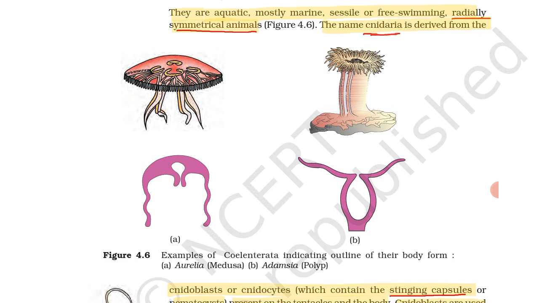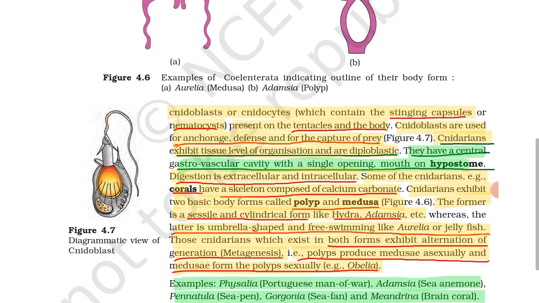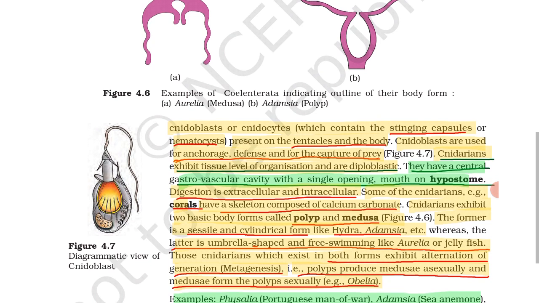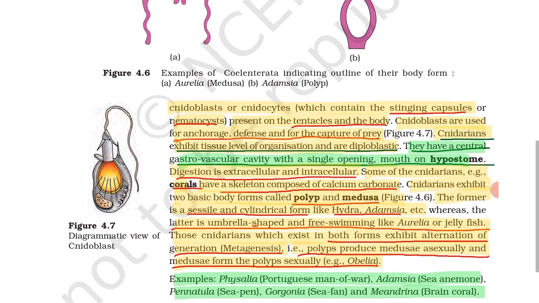In this Aurelia, see the body form. They are showing umbrella like body form, and B is Adamsia, and it is also called polyps. So let's see, cnidarians exhibit two basic body forms, polyps and medusa. The former is sessile and cylindrical like hydra and adamsia, whereas latter is umbrella shaped free swimming like aurelia and jellyfish.